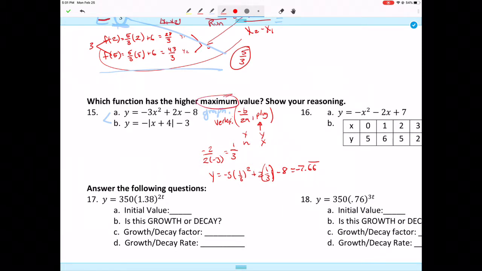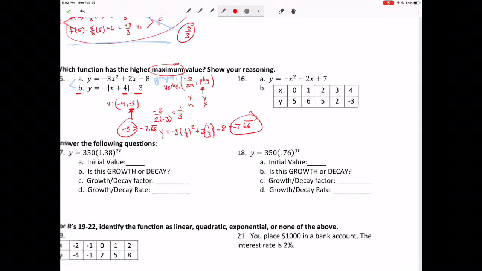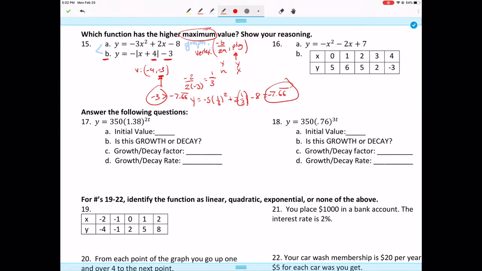Okay, so we want to find the maximum. So that's one of our maximums. And then we want to find the maximum for b. Well, this one is an absolute value function, which means that our vertex is our h and our k. So our vertex here would be negative 4 comma negative 3. And this would be our maximum. So since negative 3 is greater than negative 7.66, we would choose A. Okay? And then you do the same with 16. And we've done some of that from our homework as well just recently.